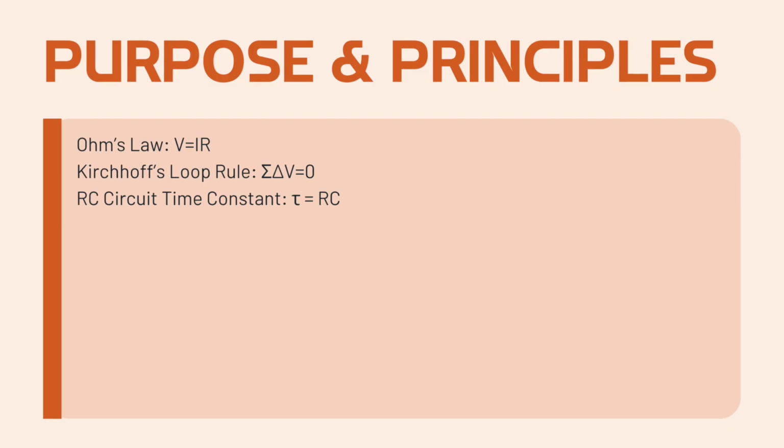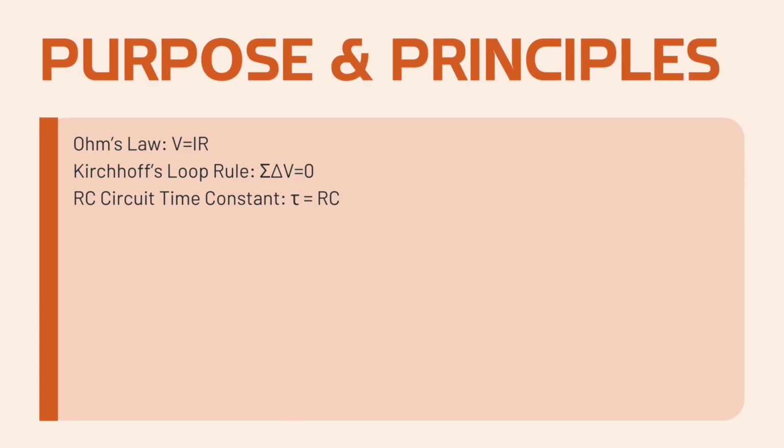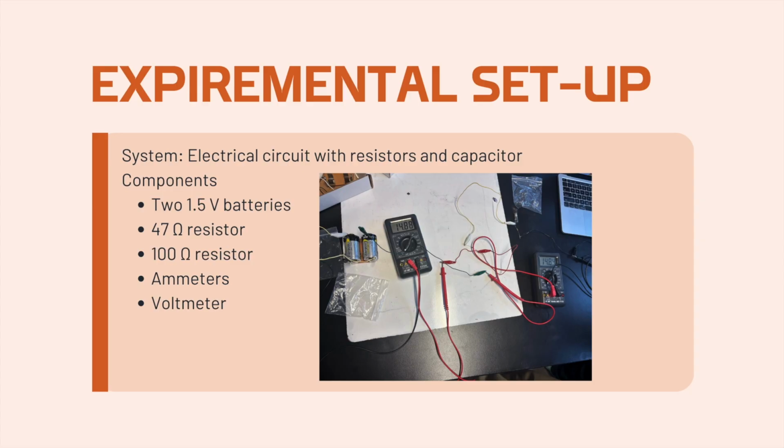Finally, we use the RC circuit model, which describes how capacitors charge and discharge over time. The time scale of this process is given by the time constant, T, which equals resistance multiplied by capacitance. The system we studied was a series electric circuit consisting of 2 batteries and 2 resistors. The batteries provided a total voltage of 3 volts, and the resistors had values of 47 ohms and 100 ohms. The surrounding environment includes the wires and measurement devices that connect the circuit.